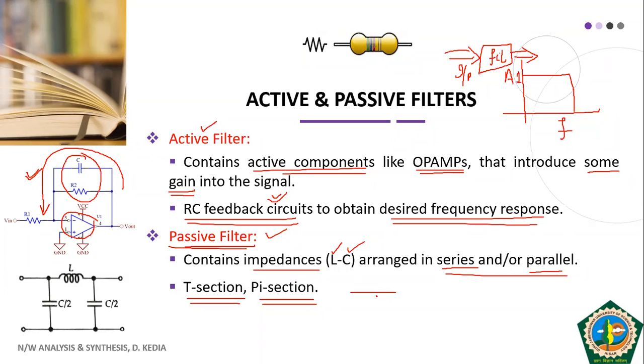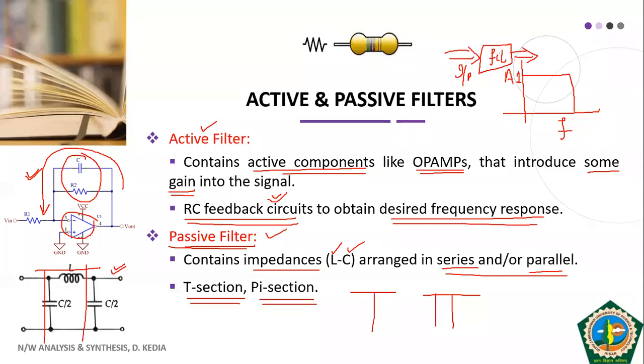So you know what is the meaning of T? T is written like this, and your pi is written like this. So if your branches are arranged in the form of T, it becomes T section filter. And if the branches of the filter are arranged in the form of pi, it becomes your pi section filter. So if you look at the second figure in this slide, it is nothing but the pi section. I hope you are able to identify.